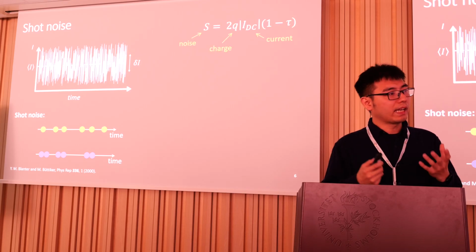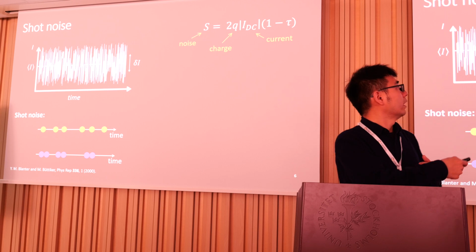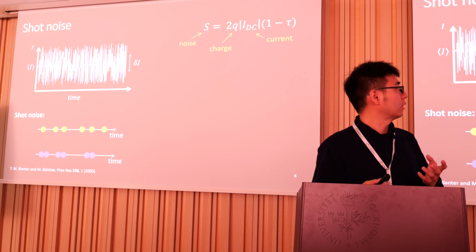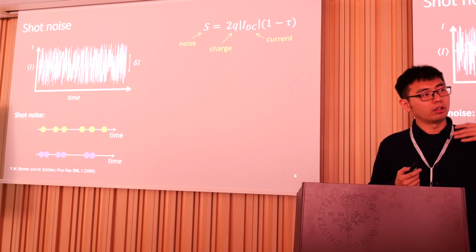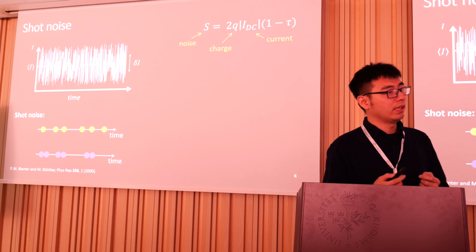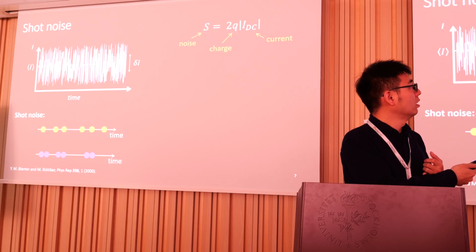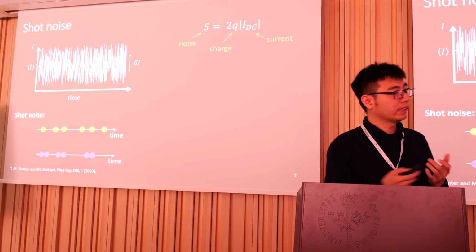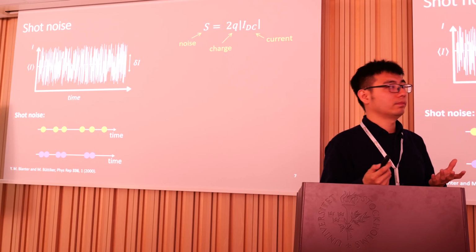In theory, we can calculate that the shot noise power S is proportional to the charge Q, the current I, and also to 1 minus tau. Tau is the transparency. It means the probability that your electron, your charge carrier, can transport. So usually in experiments, we fabricate a tunnel junction to make sure the transparency is small. Then you get the simple equation S equals 2QI. In this case, if you can find a way to measure the noise, you can measure the charge.